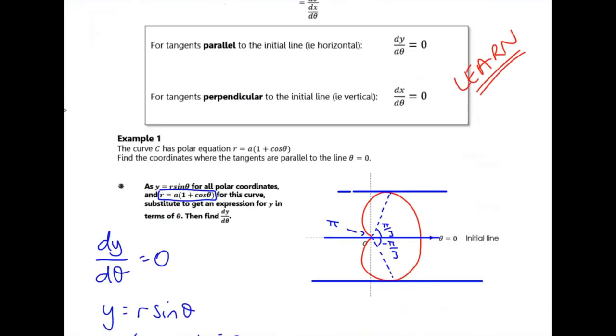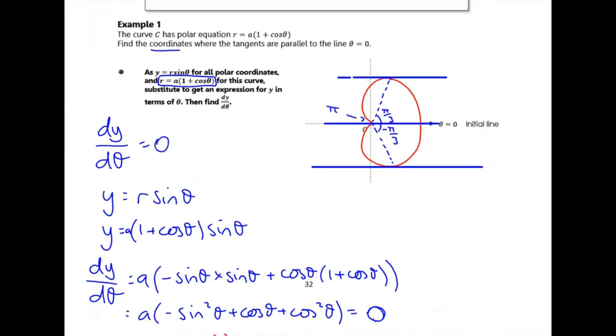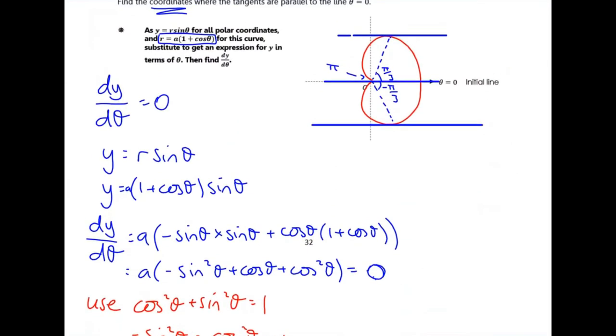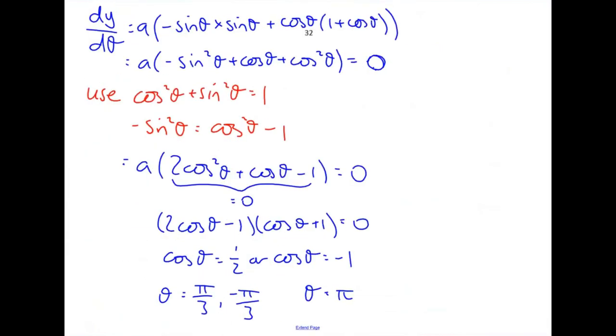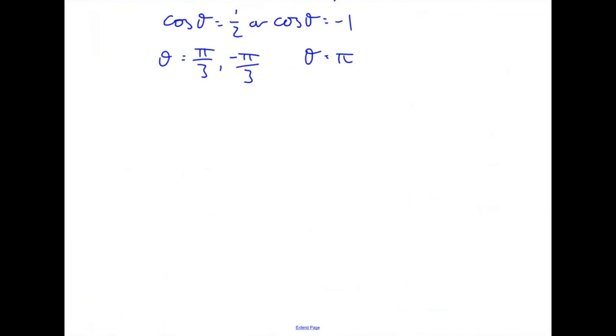It asks for the coordinates. So we need to find the r values corresponding to these theta values. Just stick them back into this equation, so it'll be in terms of a. You do have space for this over the page, which I haven't done.